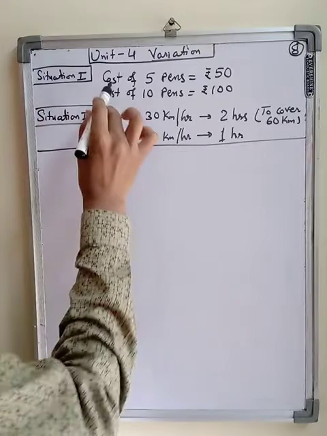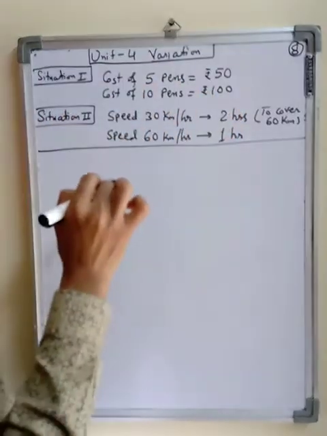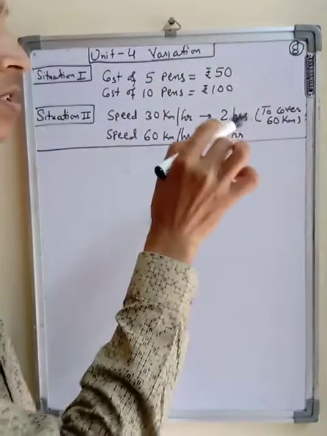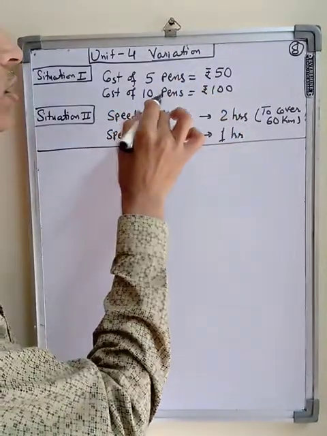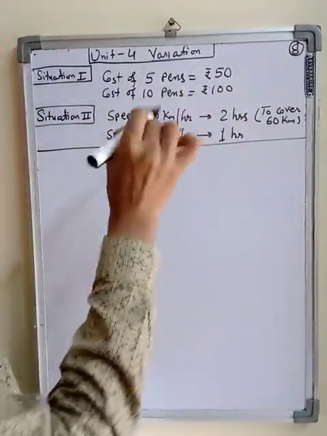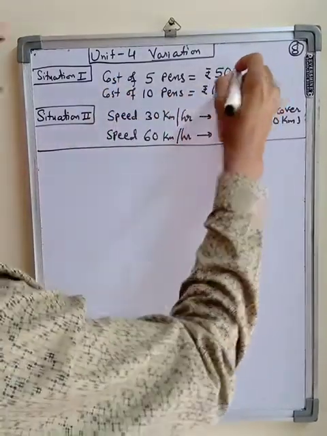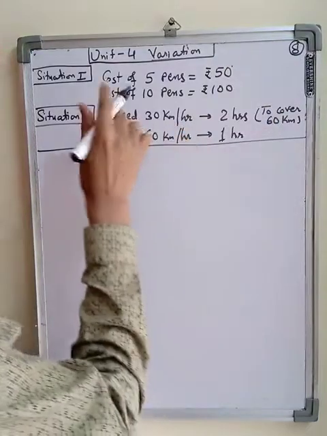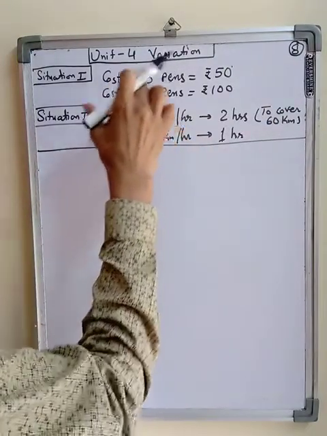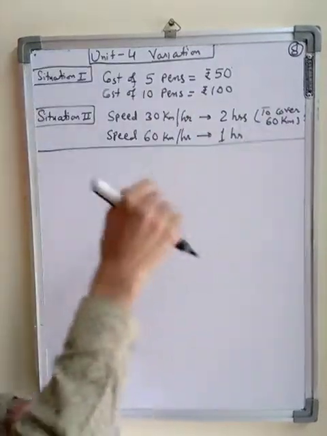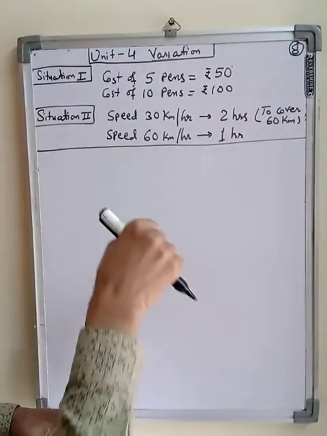Situation 1. The cost of 5 pens is rupees 50. If the cost of 5 pens is rupees 50, what will be the cost of 10 pens? That will be 100. So in situation 1 you can see that the number of pens is increasing, so the cost is also increasing. Now you see the second situation.